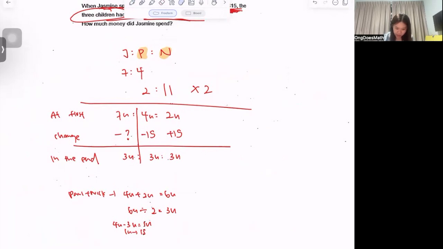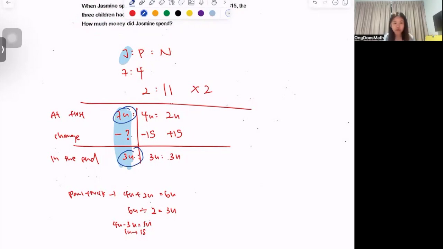Then they ask you how much money did Jasmine spend? So that was what the question wanted. So if you look at Jasmine, this girl over here, the one in blue, can you see that Jasmine initially started off with 7 units? In the end, she only has 3 units, which means how many units did Jasmine spend? She spent 7 units minus 3 units, which is 4 units, right? So this one is minus 4 units. Which means how much Jasmine spent is 4 units.